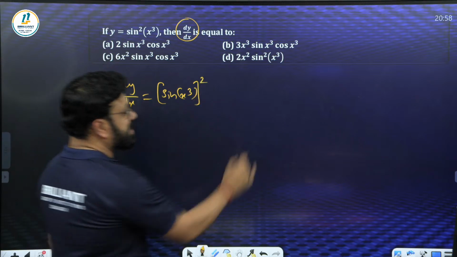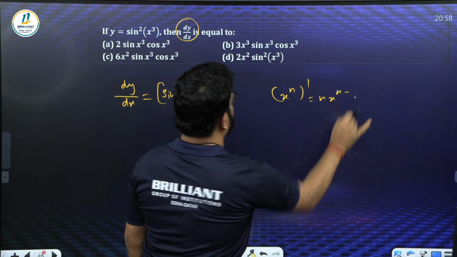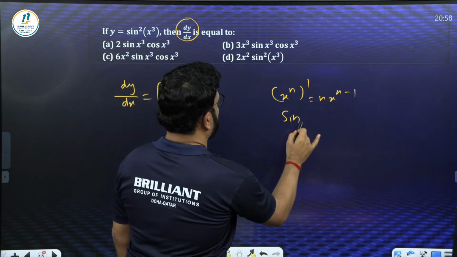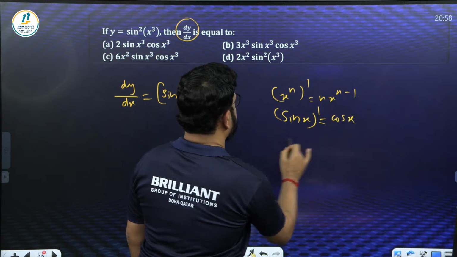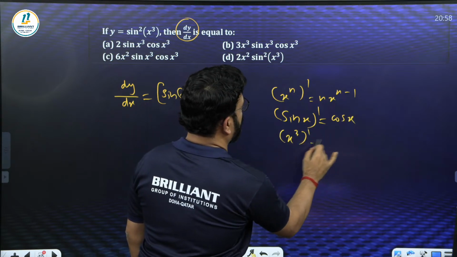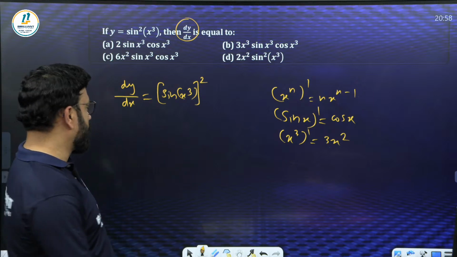Okay, x raised to n, derivative is n x raised to n minus 1. Sine derivative is cos x. x cube derivative equals 3x square. For understanding only about that, you know what you want to do.